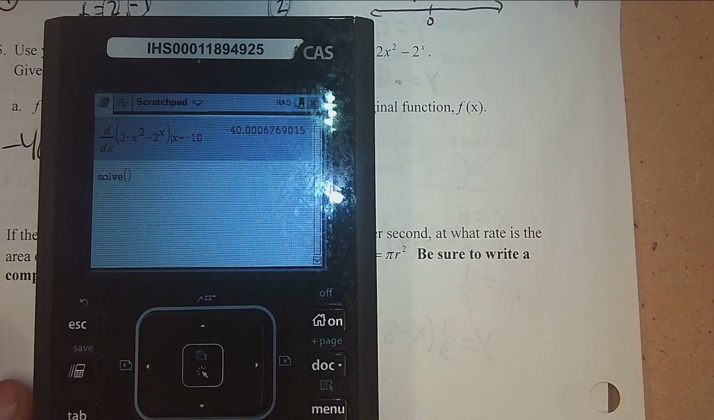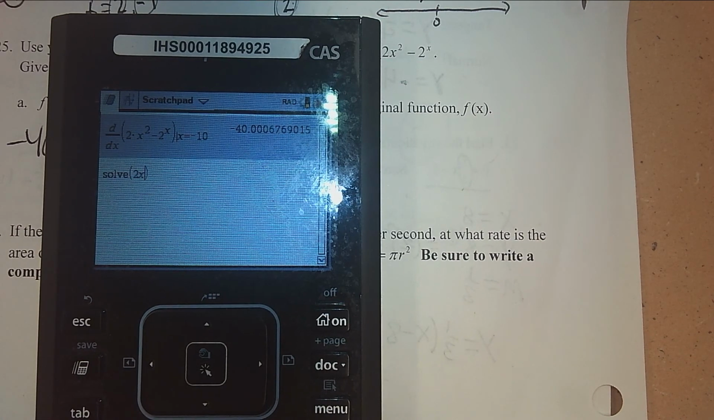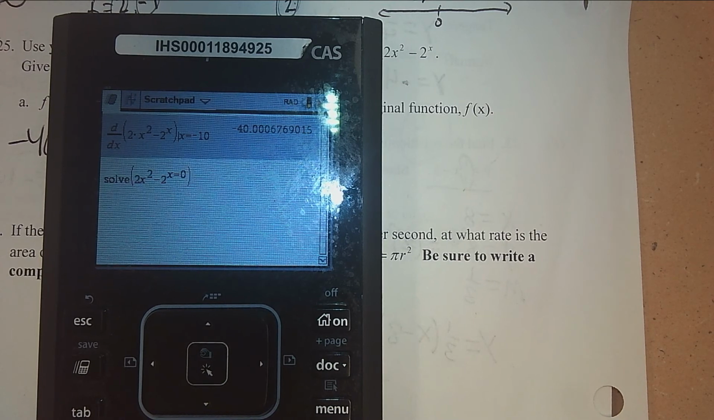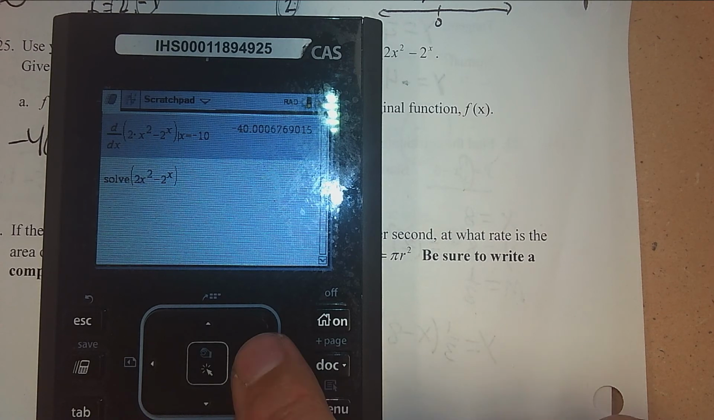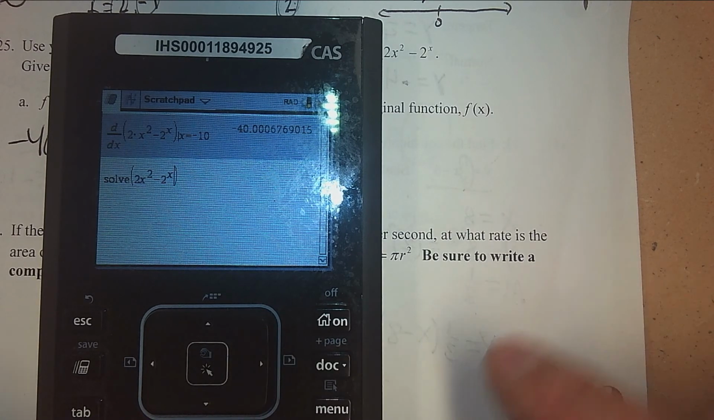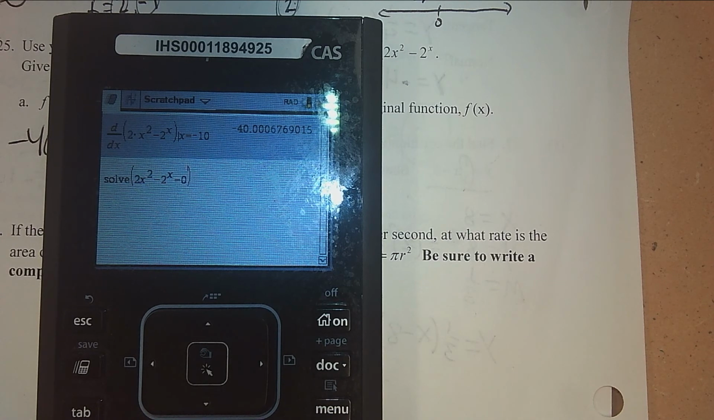So the equation is 2x squared subtract 2 to the exponent x equals 0. Oh, do you see what mistake I made? So I said equal 0. I need you to move the cursor down first and then equal 0. I don't need the equal 0 to be in the exponent with x.